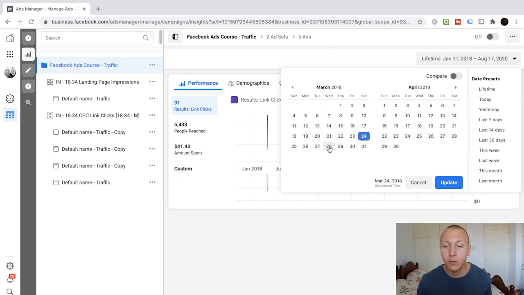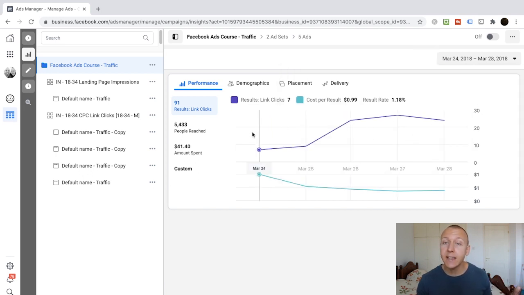And then I'm going to click on the 28th. So I'm just going to limit it to these and then click on Update. So now we're actually getting a proper representation of a proper chart of this ad campaign.